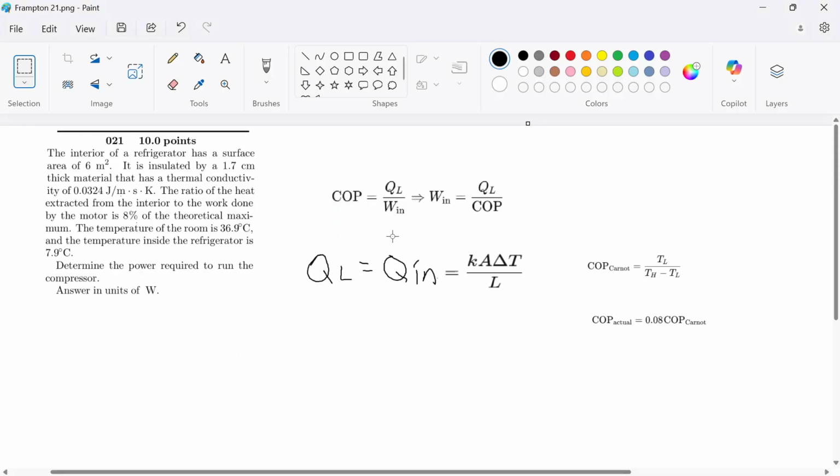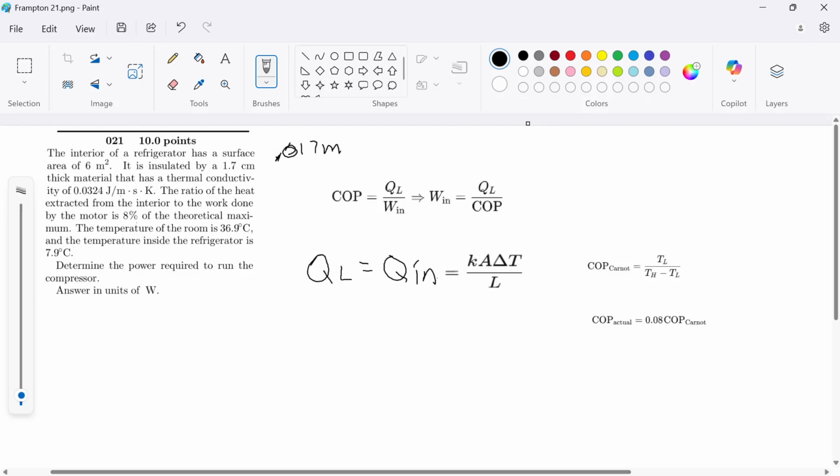Question 21, April 2025, Onramps Physics. The interior of a refrigerator has a surface area of 6 square meters. It is insulated by a 1.7 centimeter thick material. I'm going to have to convert that to meters. Divide by 100, that's 0.017 meters. Everything has to be meters.